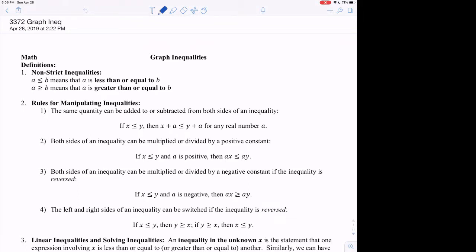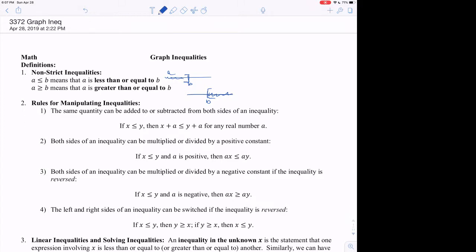Okay, this is the video for graphing inequalities. So we know that if we have A is less than B, then we're looking at something like this. Here's B, and A is over here, so A is over in this region. And if we have or, it could be here. Or if we have A is greater than B, then here's B, and A could be over here.